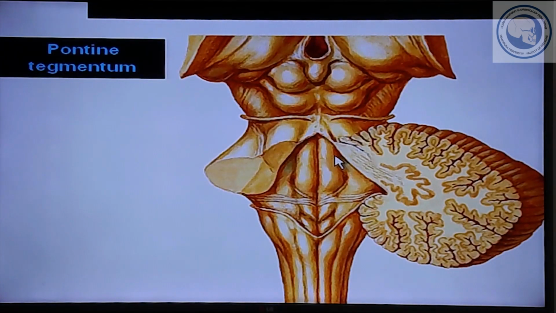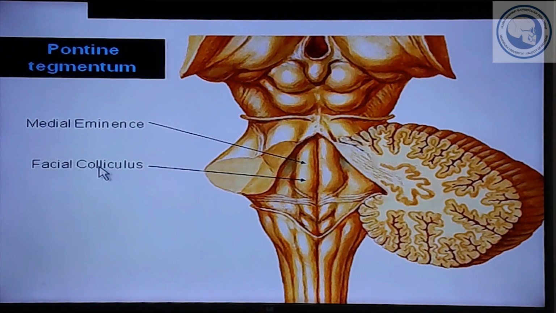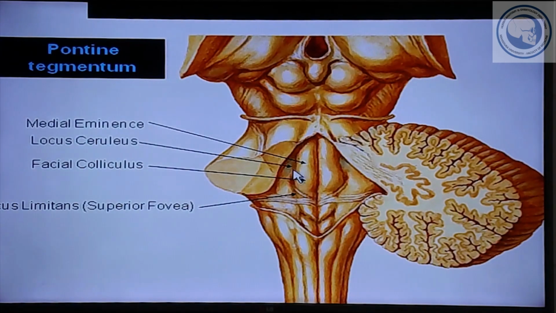What about features in the pontine tegmentum? We will find, from medial to lateral, firstly an elevation called medial eminence. Below it, we will find a rounded swelling called facial colliculus. It is made by the abducent nucleus surrounded by motor fibers of the facial nerve. Lateral to it, we will find another sulcus limitans. It is called superior fovea, because this is the inferior fovea. In the upper end of this superior fovea, we will find the locus ceruleus, or the blue spot. This is a norepinephrine secreting site.